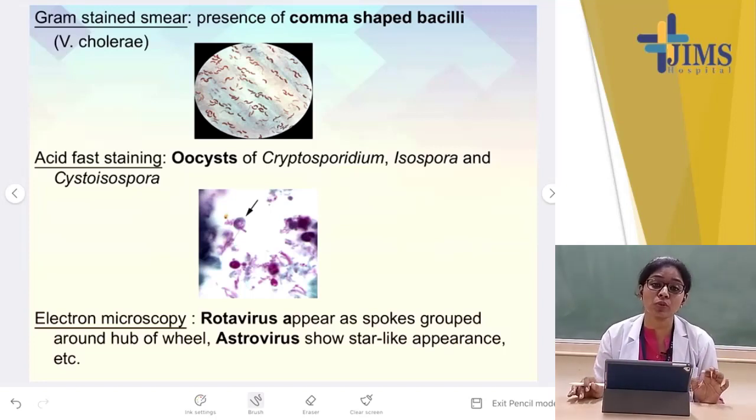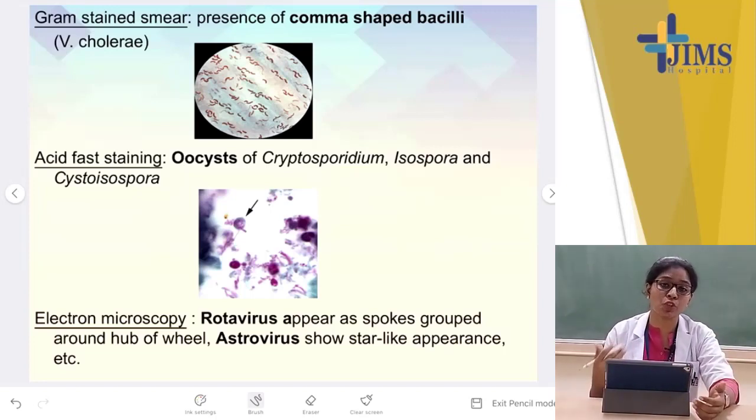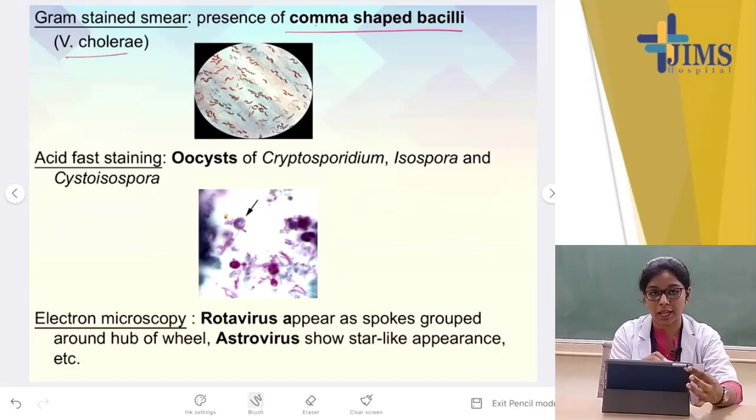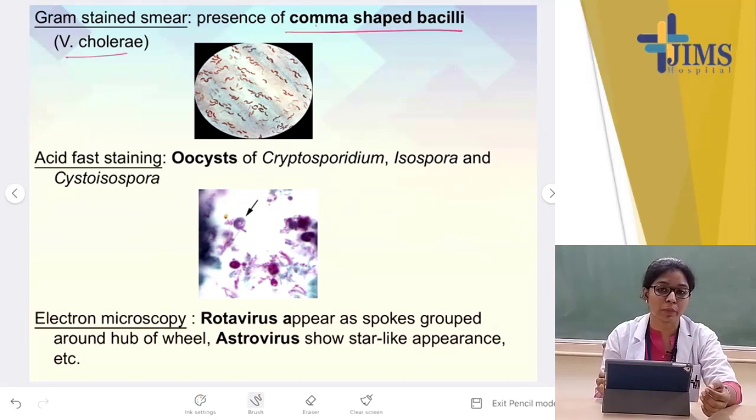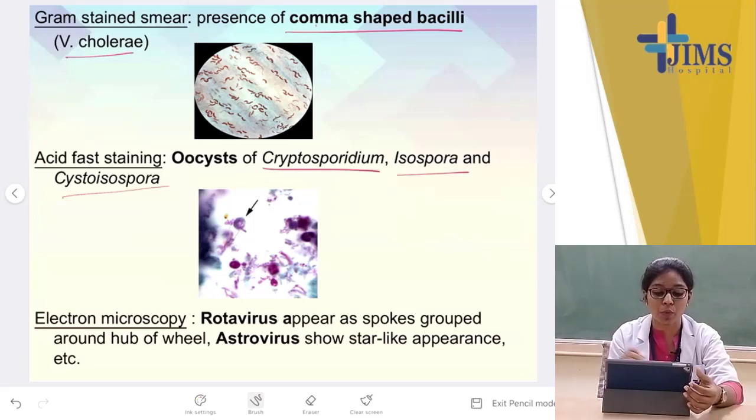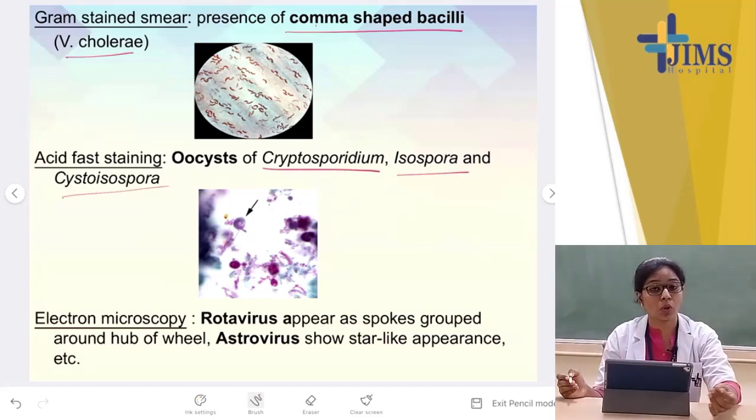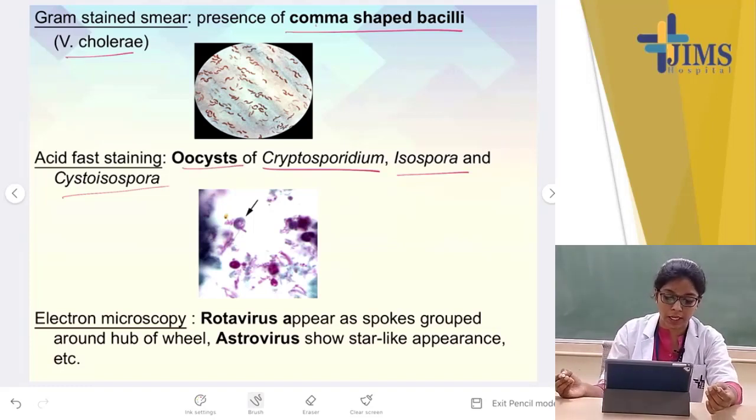Anyways, moving on to the Gram stain smear, if you presume it to be Vibrio cholerae, then you will find comma-shaped bacilli. You can see in the figure comma-shaped bacilli there. If you perform acid-fast staining and you are suspecting the species can be Cryptosporidium or Isospora, then you will observe oocysts after doing acid-fast staining.